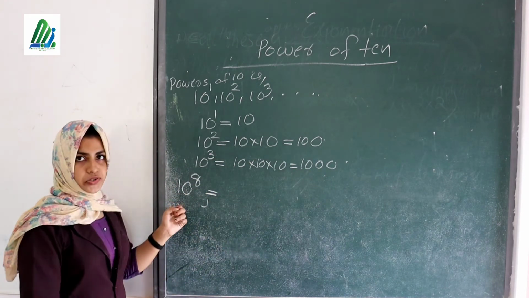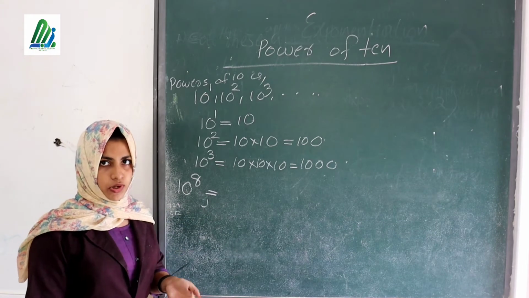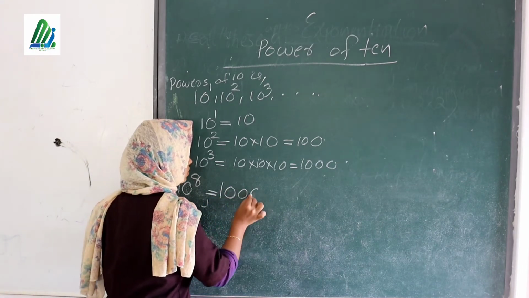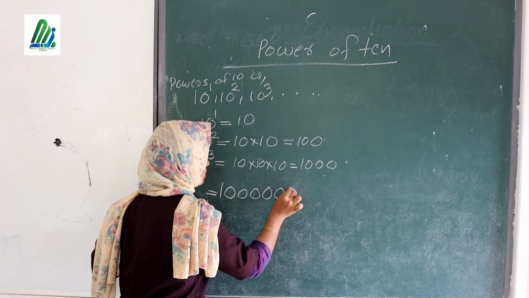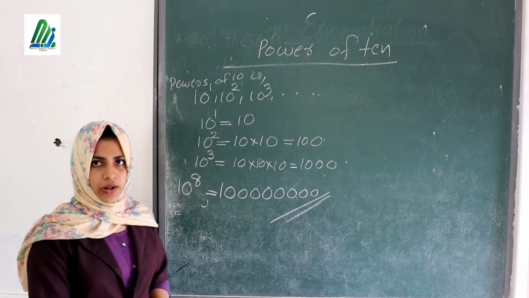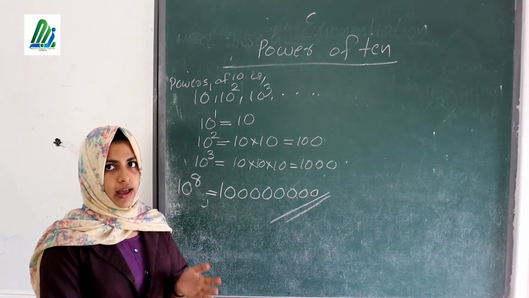Then what about 10 raised to 8? How can we compute 10 raised to 8? It means put 8 zeros. 1, 2, 3, 4, 5, 6, 7, 8. So this is 10 raised to 8. So what is 10 raised to 5? Put 5 zeros in the answer.